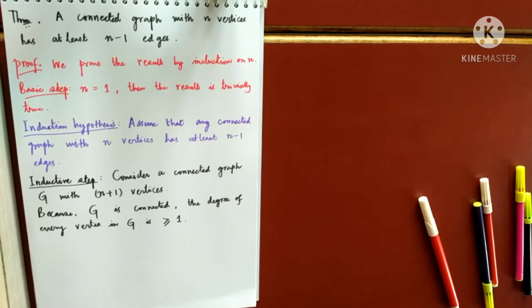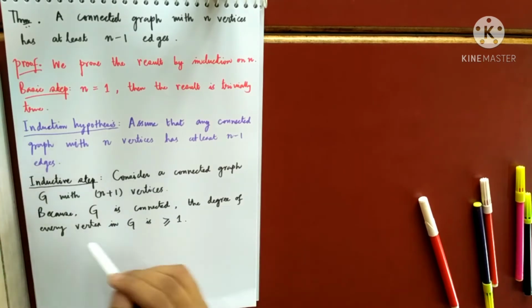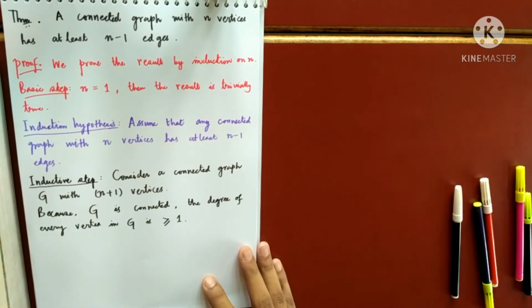Right? So the degree of any vertex is at least 1. It can be more than 1, it can be equal to 1, but it cannot be less than 1. It cannot be 0. If it is 0, then the graph cannot be connected. So because G is connected, the degree of every vertex in G is at least 1. Okay, this is very obvious. Now we will do the proof in two cases.